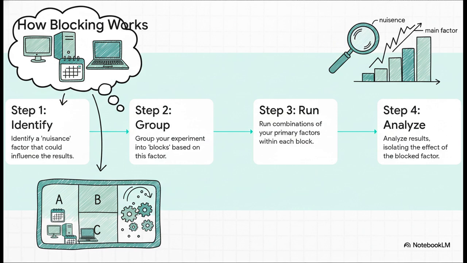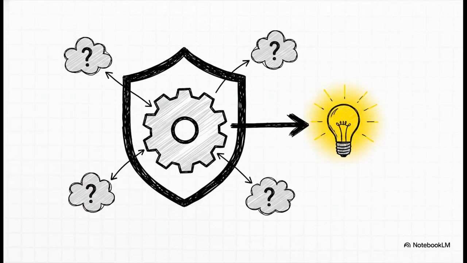And finally, step 4. When you analyze the data, you can cleanly separate the effect of the machine from the effect of the factors you actually care about. You've isolated the signal from the noise. And that, right there, is the entire goal. Blocking is your insurance policy. It guarantees that when you make a conclusion, it's about the variables you meant to study, not some hidden factor you forgot to account for. It brings clarity and confidence back to your results. It's the difference between making a guess and making a confident, data-backed decision.